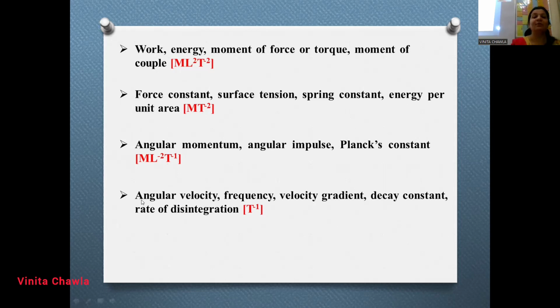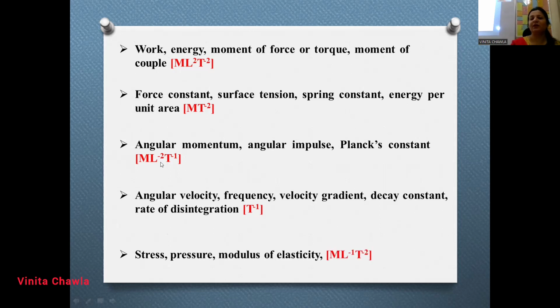It's ML2T minus 1 here. It's not minus, please change this. You find the dimension. Momentum is mass into velocity, which is MLT minus 1. So when we multiply L with MLT minus 1, we get ML2T minus 1, not ML minus 2. Okay, it's ML2T minus 1. Please correct this.